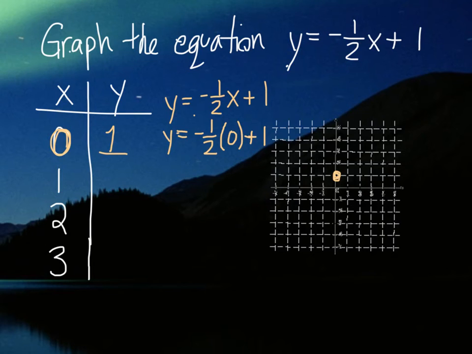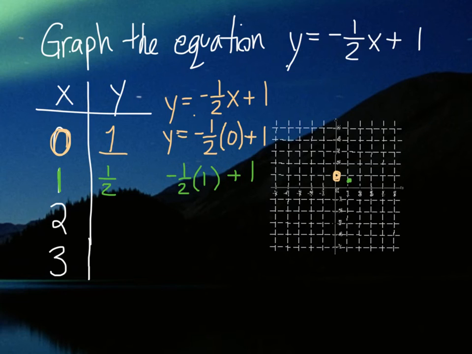Okay, next up. When x is equal to 1, let's figure out what our y value would be. We're going to take negative 1/2, multiply it by 1, and then add 1. Negative 1/2 times 1 is easy. That's just still negative 1/2. And if we do negative 1/2 plus 1, that would become positive 1/2. Or you could think of that as 0.5. Plotting that is a little trickier because this graph is a little small. 1 and then 1/2 would be right around there. I hope you can see that. Halfway between 0 and 1, obviously.